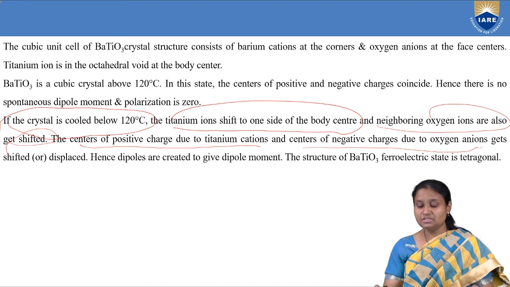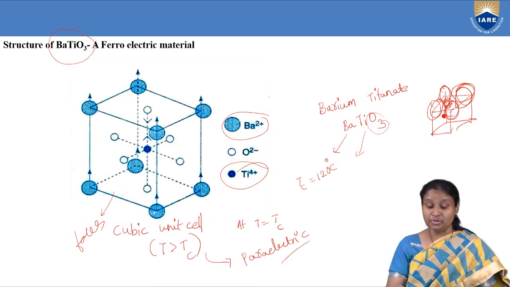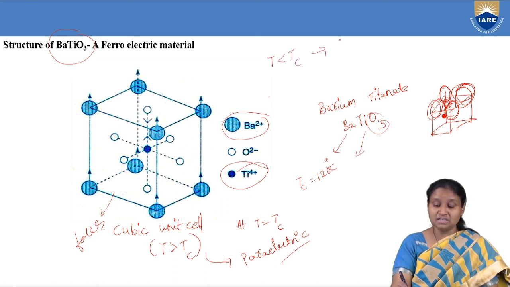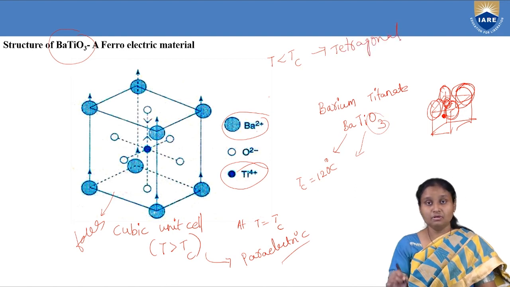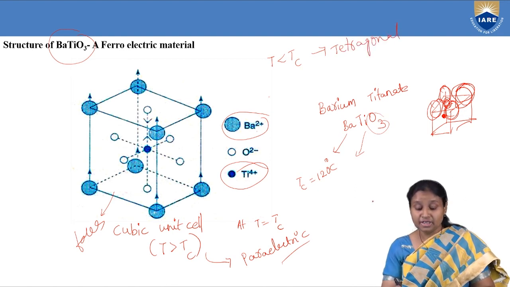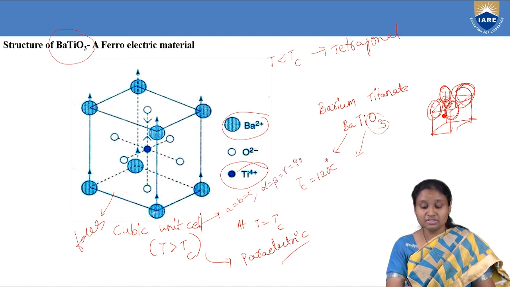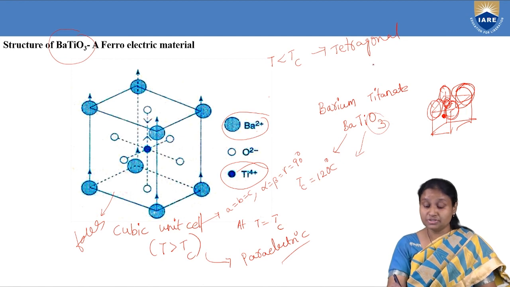As a whole, what happens to the structure? Now it won't be cubic. At temperatures less than Tc, this cubic structure gets changed to tetragonal structure. If you take a cubic unit cell, all these sides will be equal, and when we talk about the angles, alpha equals beta equals gamma equals 90 degrees. But in a tetragonal structure, a equals b, not equal to c, but alpha equals beta equals gamma equals 90 degrees.